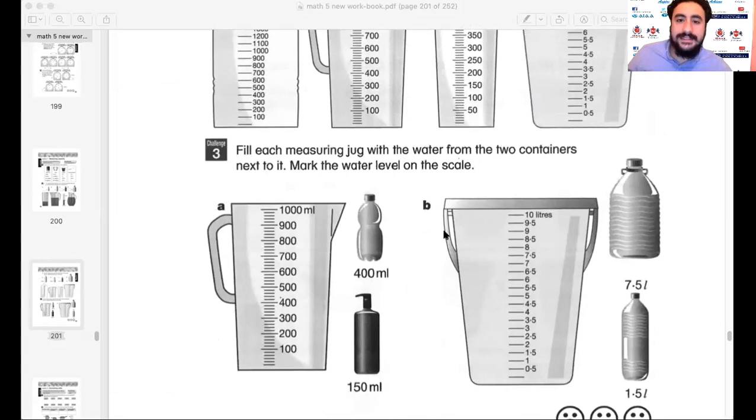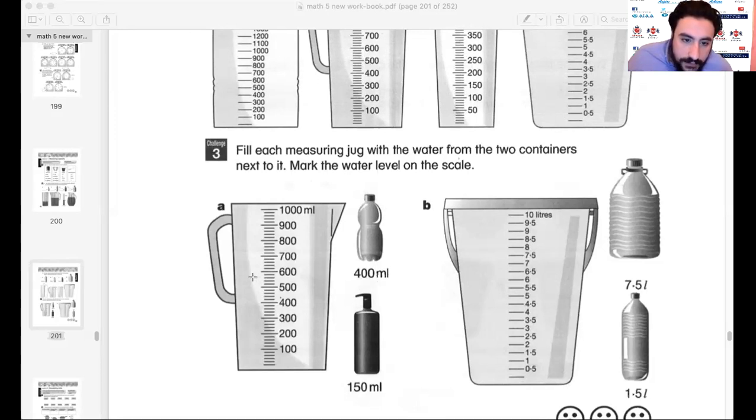About this one, it's going to be the same idea. Fill each measuring jug with the water from the two containers next to it, and mark the water level. So you are going to put this bottle here and this one here, and then measure the water level. You're going to add them first. So this is 400 and this is 150. If you add them, it's going to be 550. Yes, excellent. So I'm going to say 550.